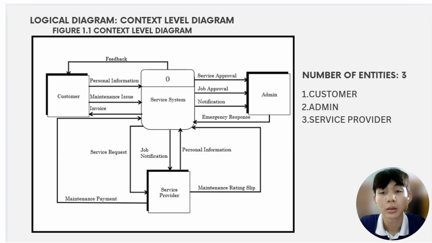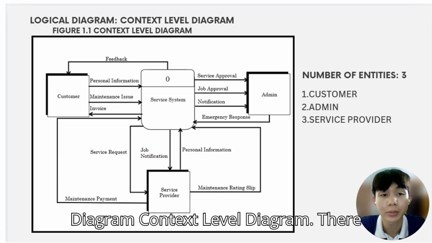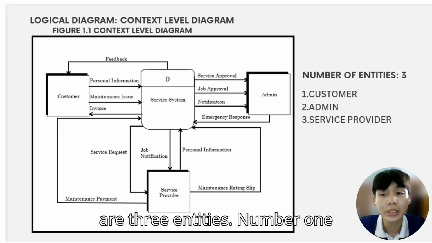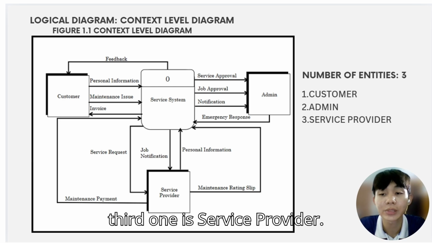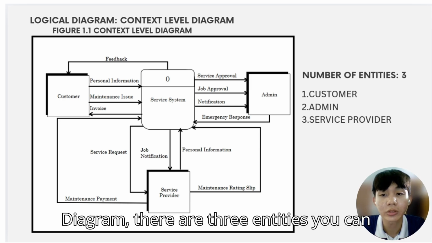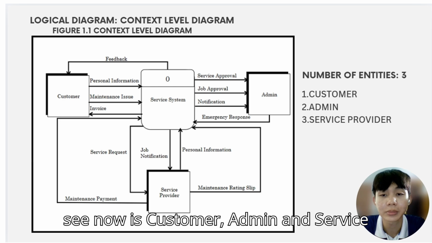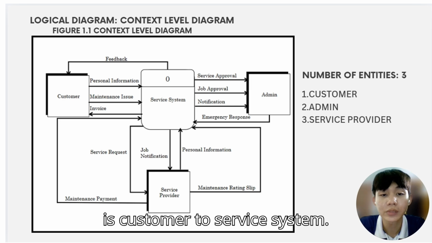Next, today I'm going to present the logical diagram, the context level diagram. There are three entities: number one is customer, second one is admin, and third one is service provider. Inside figure 1.1, the context level diagram, you can see the three entities: customer, admin, and service provider.